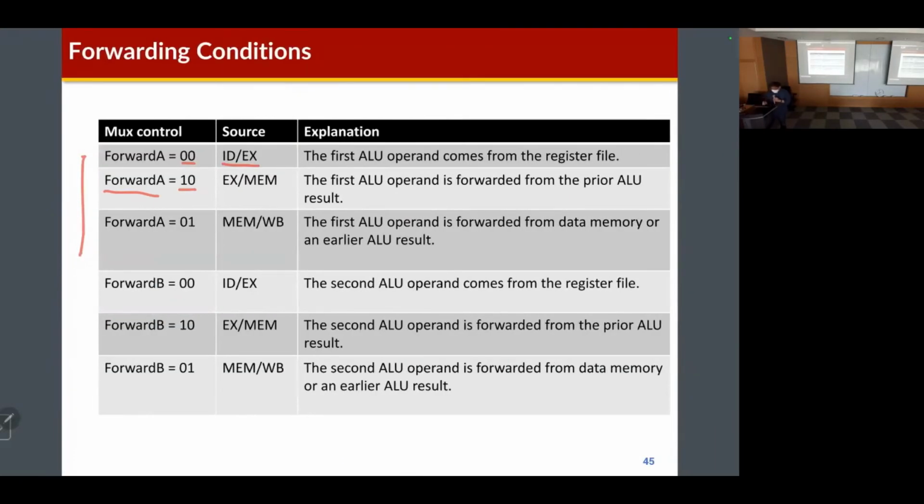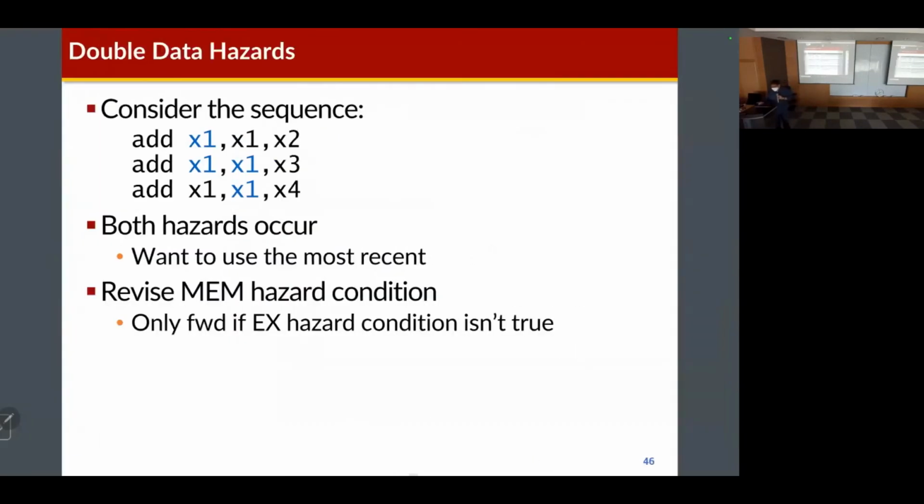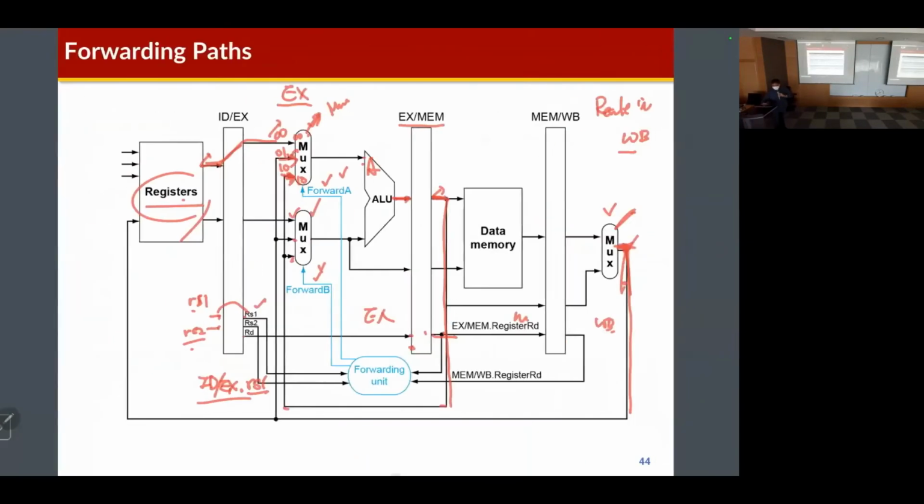So in this case, if the forwarding selection signal is 10, then the data is forwarded from the memory stage. So it's the output of the EX/MEM pipeline register. Also, if the forwarding selection signal is 01, then the result of write back is forwarded to the input of the ALU. Then it's sent to port B. Okay.